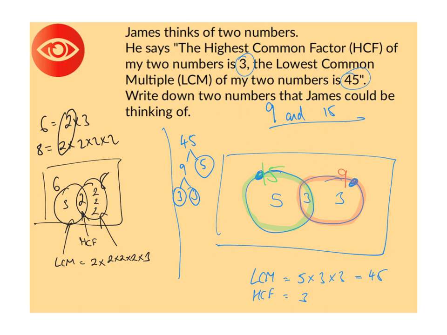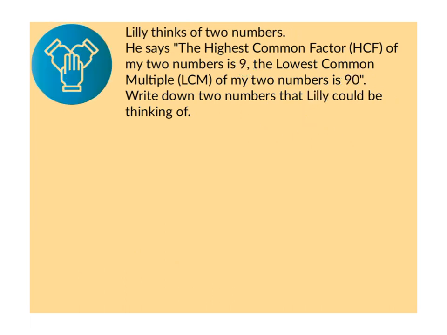So now I'm going to give you a question to have a go at. This time Lily was thinking of a pair of numbers, and her pair of numbers gave a highest common factor of 9 and a lowest common multiple of 90. See if you can work out two numbers that Lily was thinking of. There's more than one possible right answer here, but use the method that I showed on the last page to have a go. You can see that this question is a we do question. So I'm going to go through this question in full in a moment, but what I'd like you to do first is to pause the video and have a go yourself and see whether you get the same as me.